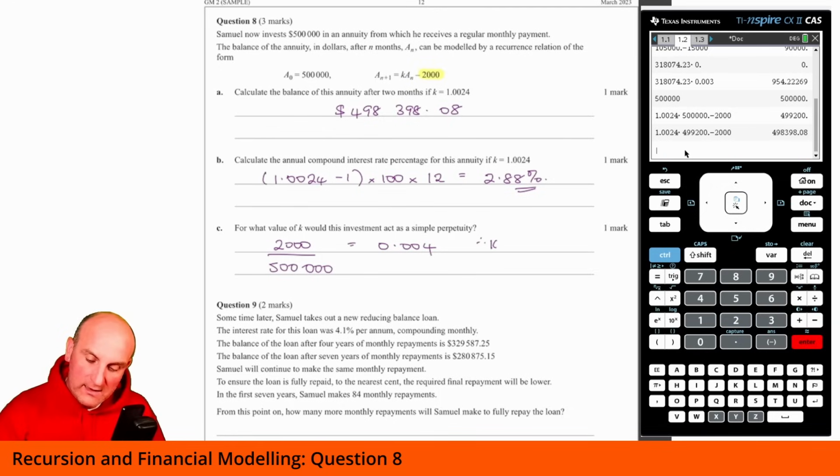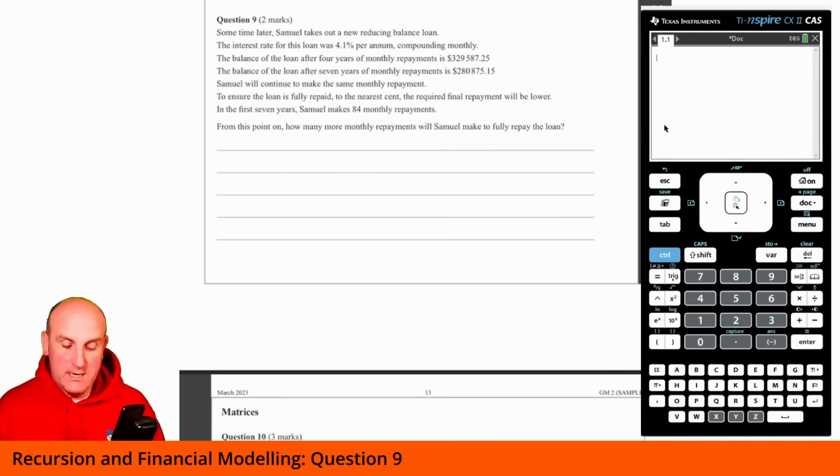So therefore, K would equal 1.004. Hopefully that all made sense. Okay, so moving on to question number 9.